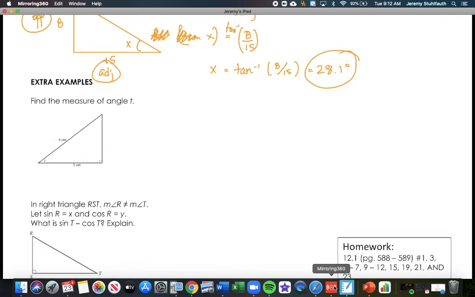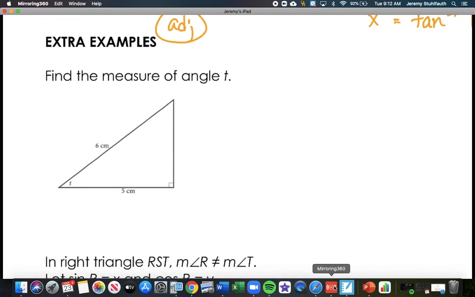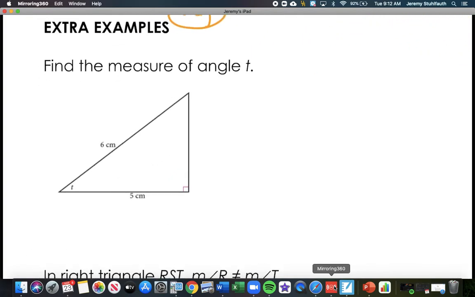A few more examples. You'll see in this problem it says find the measure of angle T. So again, here's the angle we want to find. Ask yourself, what sides do you have? We have the hypotenuse of the triangle, and we have the side that is adjacent to T. So that tells me we want to use cosine, because the cosine ratio is adjacent over hypotenuse.